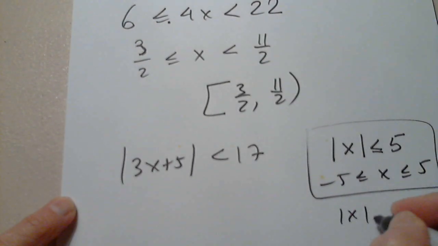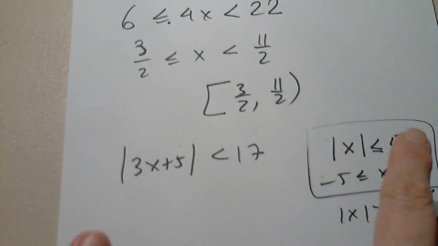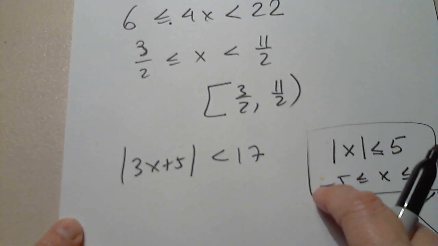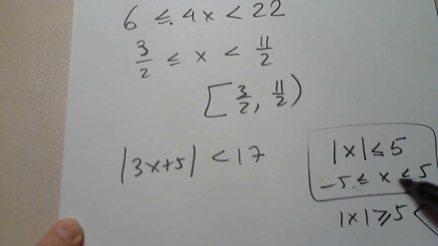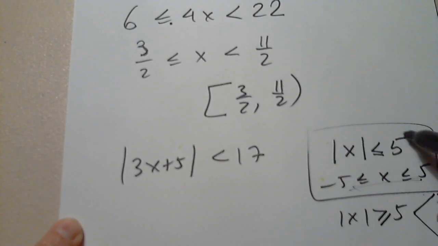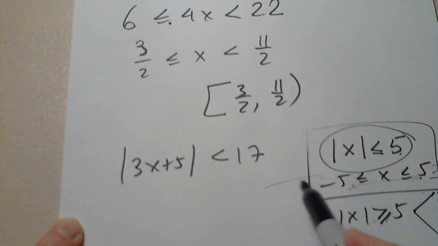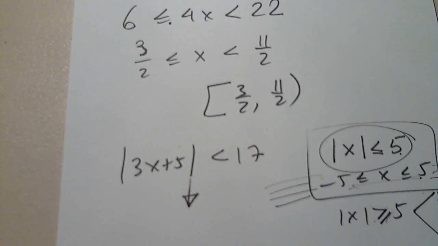But if we have the absolute value greater than or equal to 5, we look to the sides: greater than or equal to 5 and less than or equal to -5. We cannot include the in between. The in between is already taken by less than or equal to. The greater than or equal to is to the side. So how do I convert this inequality so I can solve it?